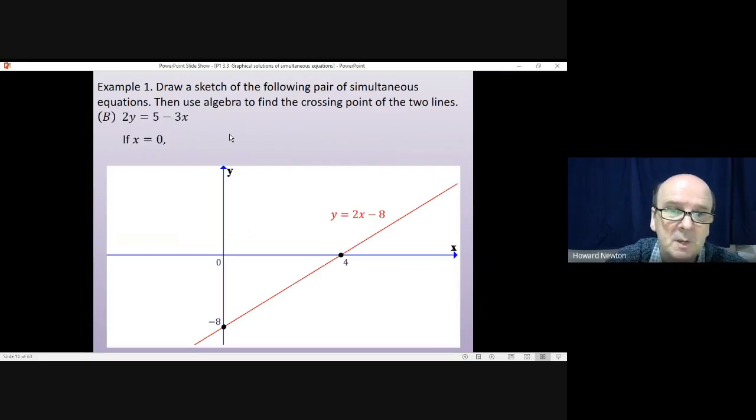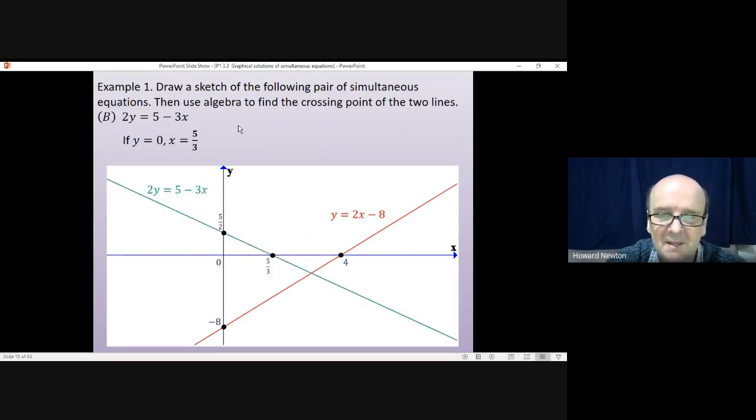Looking at the second equation, 2y equals 5 minus 3x, again, we say what happens if x is 0. If x is 0, 2y equals 5, which means y is equal to 5 over 2. That gives us the crossing point on the y-axis. If y is 0, then 0 will equal 5 minus 3x. 3x will equal 5, so x will equal 5 divided by 3, which is the crossing point on the x-axis. So we can then draw the line 2y equals 5 minus 3x.